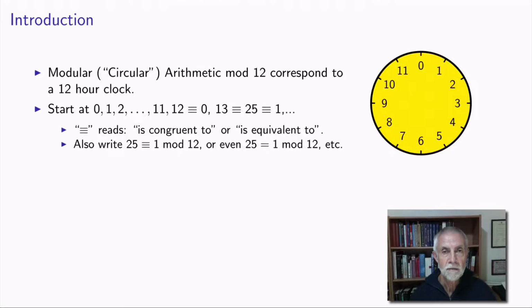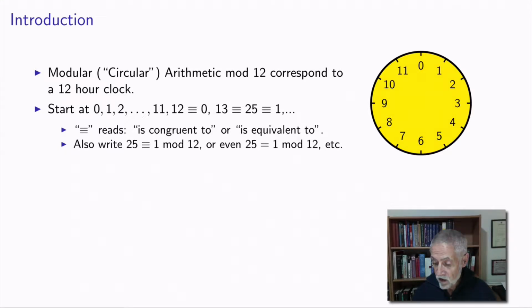Modular arithmetic, sometimes called circular arithmetic, is an interesting variation of ordinary arithmetic operating on the integers. So modular arithmetic is modulo a particular number, so let's consider the case of modulo 12. Then we can represent it by the numbers on a clock. The only difference is that we start at 0, which I think is more natural than starting at 12. So you think of 1 o'clock, 2 o'clock, and so on around until 12 hours later we're back at 0 again.